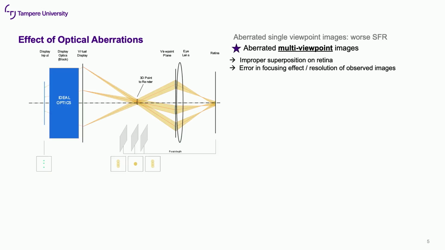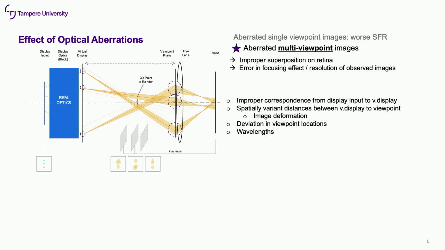Apart from the factor that optical aberration will degrade the single viewpoint image, though not much in our case, it is crucial to consider that the final observed image is actually a superposition of all these viewpoint images. If the superposition process is disrupted, it can lead to significant issues in the overall image performance. To better understand this, let's look at the ray relations in the diagram again. This is what happens in the ideal case, and this is what occurs when we factor in aberrations.